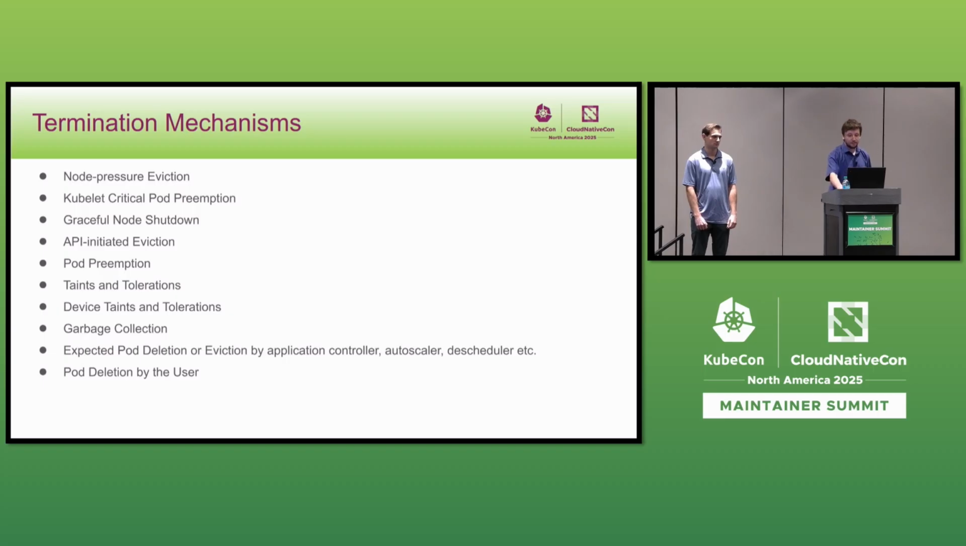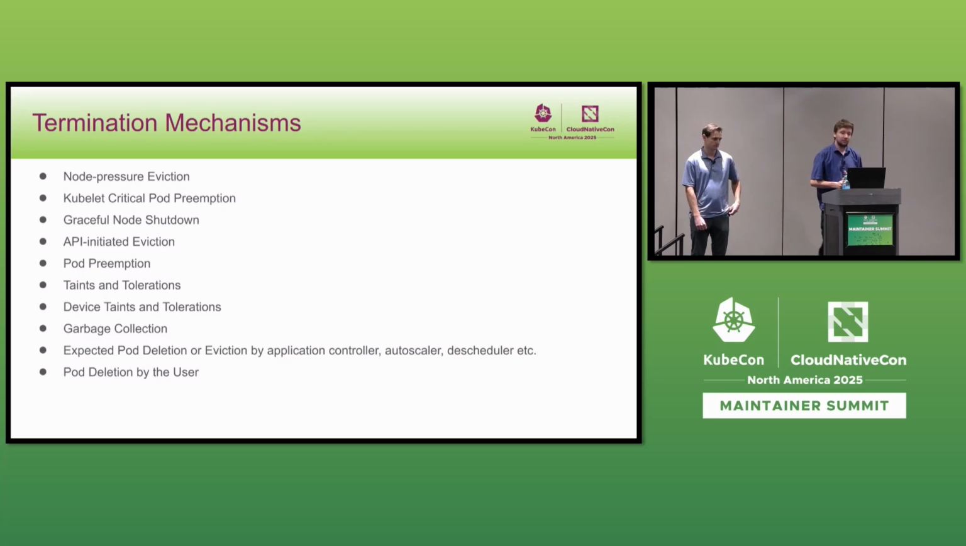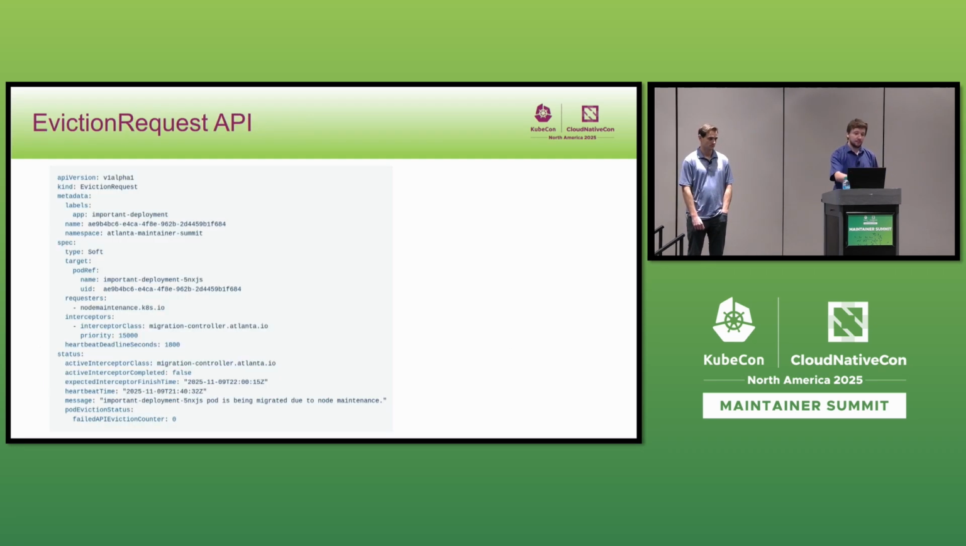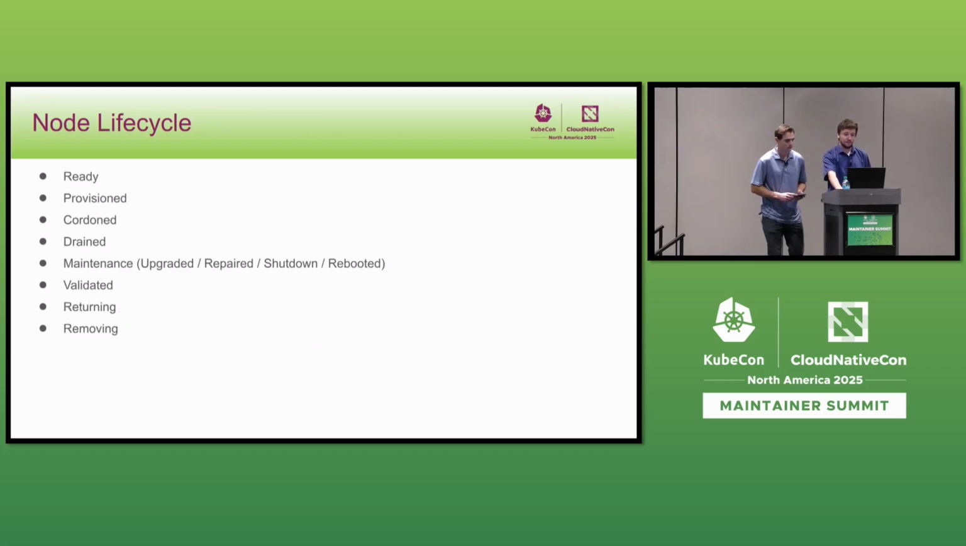improve the API in the future to add new types, or for example some deadlines. So for example, if you have a spot VM, you might not want to wait for an interceptor forever. And in that scenario, we would add new types that all interceptors would react to better. So let's see, and let's talk about the node lifecycle now, and I will give the word to Ryan.